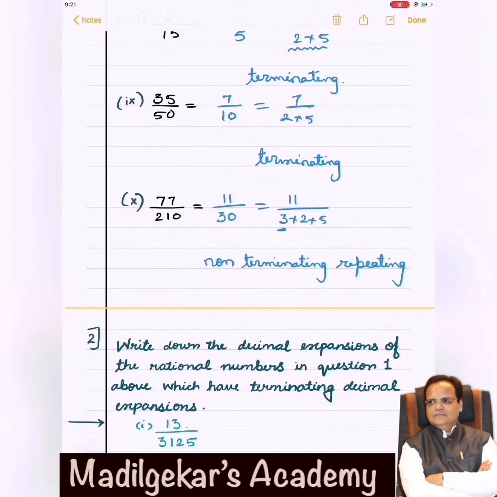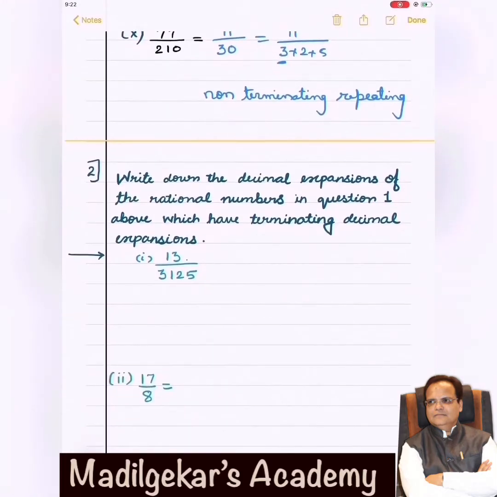Now let's switch to question number 2. Write down the decimal expansion of the rational numbers in question number 1 which have terminating decimal expansion. We have to just write the given rational number in the form of decimals. First bit, 13 upon 3125. Just now we had seen how 13 upon 3125 has terminating expansion.